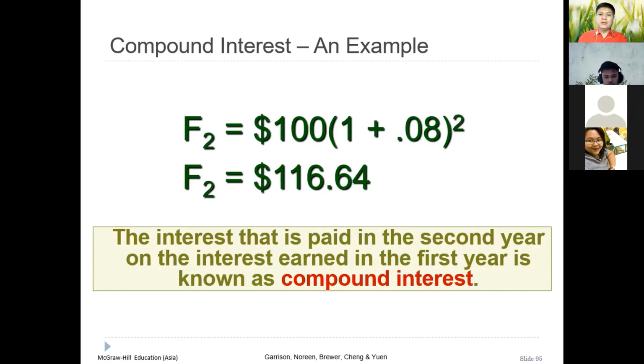So the interest that is paid in the second year on the interest earned in the first year is known as the compound interest. So this is now the future value. This is the maturity value. At the end of the second year, your $100 that you invested in the bank 2 years ago is now 116.64. So magkano na yung interest that you earned already? It's now 16.64 over a period of 2 years.